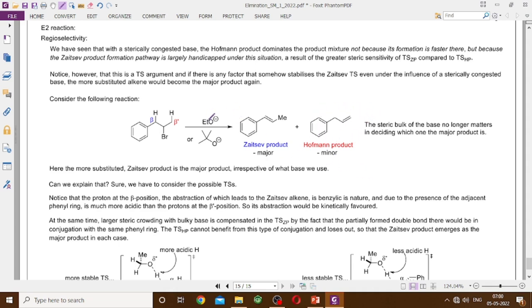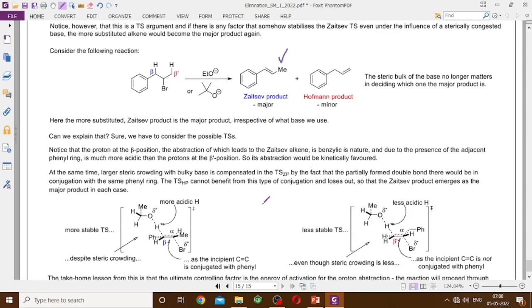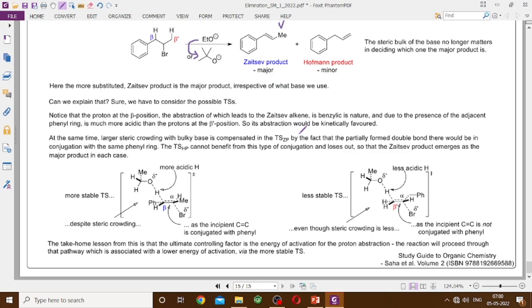But this time, irrespective of the size of the base, whether I use sodium ethoxide or tertiary butoxide, always the Zaitsev product is more stable. Now, why is that? Crowding is increasing, right? So the transition state leading to the Zaitsev product should be less stable, and the transition state leading to the Hofmann product should be more stable due to crowding only. Is there some other factor which is operating? Let us look at the transition state.